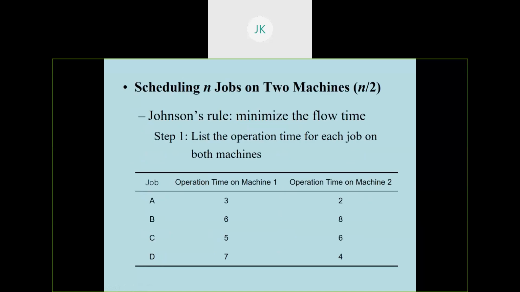Next one is scheduling n jobs on two machines. When I worked at another university, they had a better copy machine. When I make a copy, I select how many copies and other options, then make the copy, and the machine automatically staples.